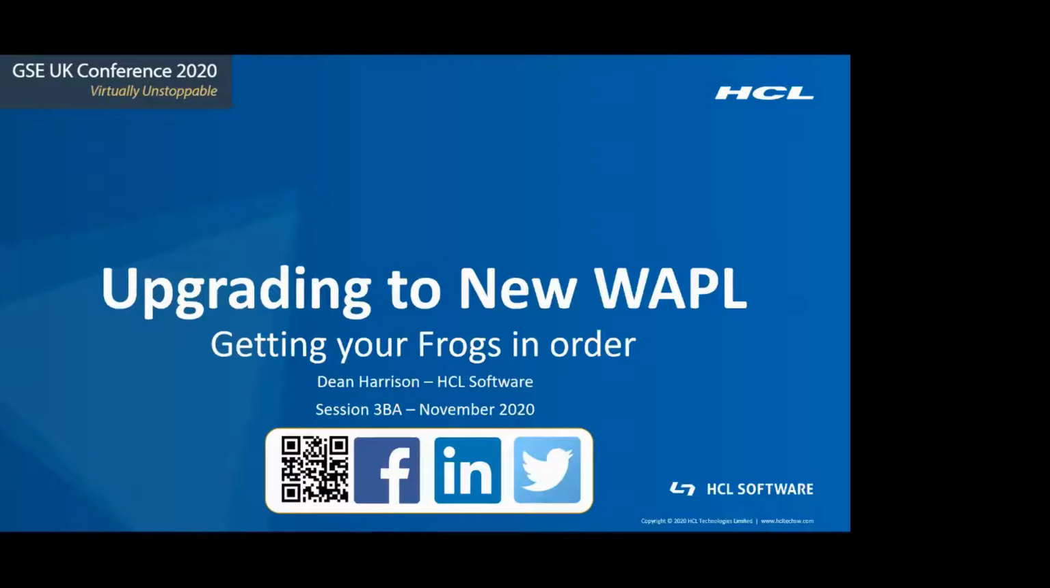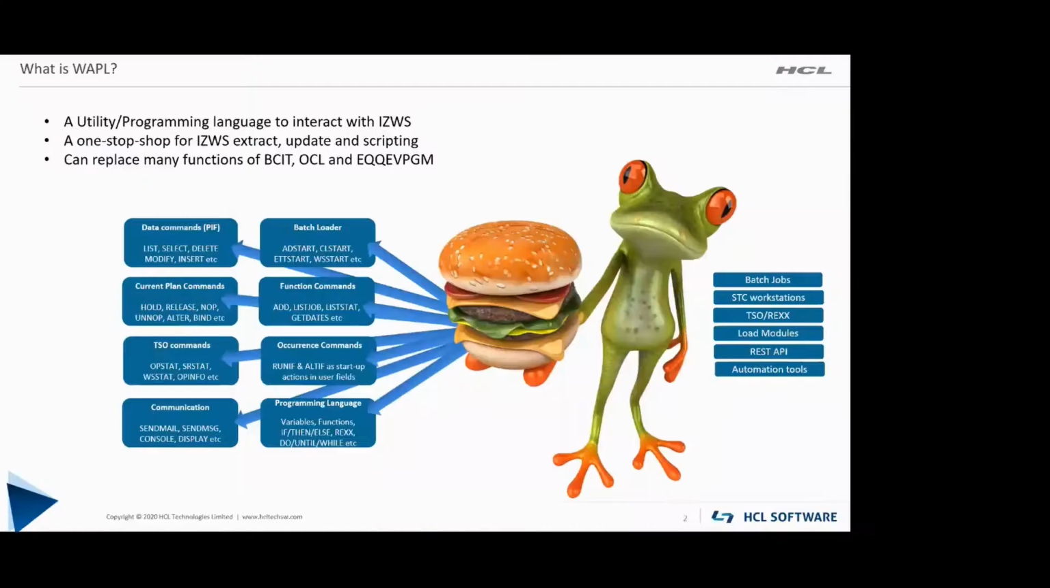So I'm going to talk about upgrading to new WAPL. The title's slightly changed from the agenda, but I'll make it clear what new WAPL is a little bit later. But first off, I'm going to talk about what WAPL is. If you don't know, it's a utility programming language that allows you to interact with IBM Z Workload Scheduler. And it's basically a one-stop shop.